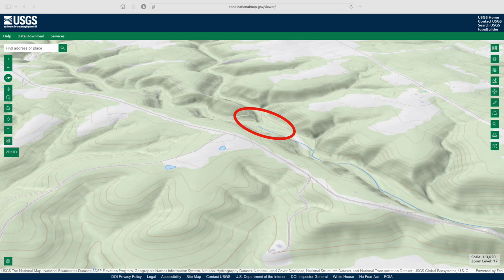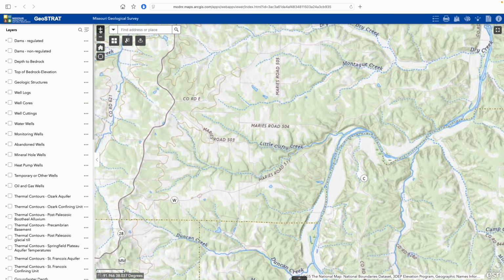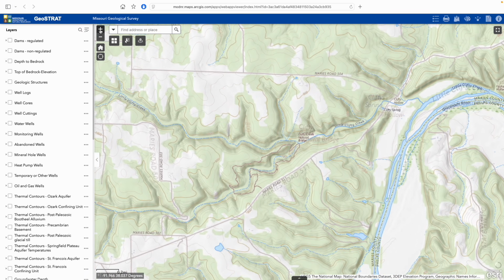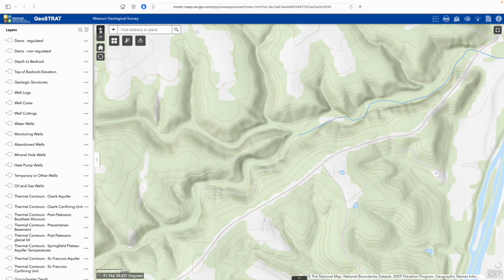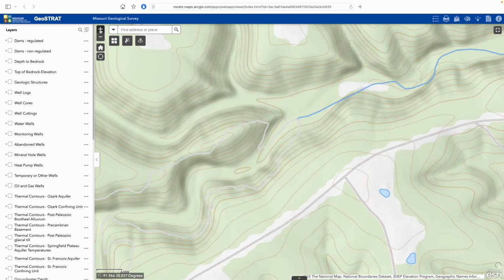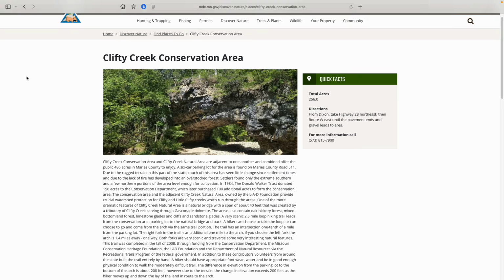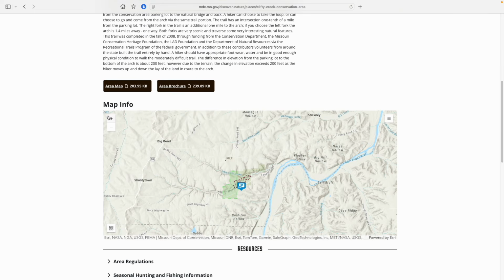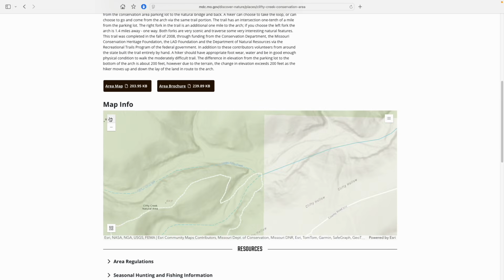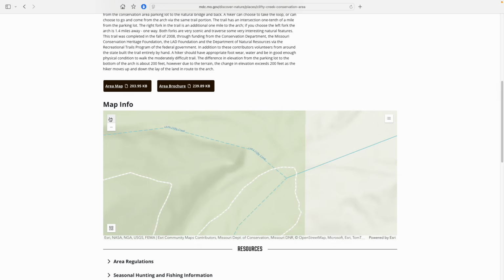We already know the natural bridge is missing from the USGS's National Map. GeoSTRAT, the Missouri Department of Natural Resources state-level platform for geologic data, uses the same base map, and sure enough, it's missing there too. How about the Missouri Department of Conservation, which manages the Clifty Creek site in the real world? Well, they use a slightly different base layer in their interactive maps, but that layer still seems to draw from the same dataset that strips out the natural bridge.